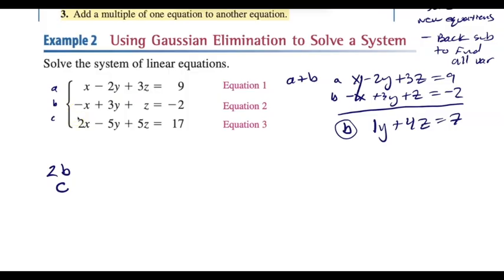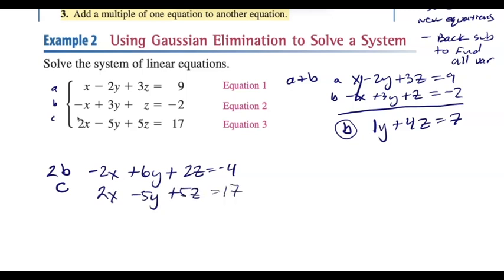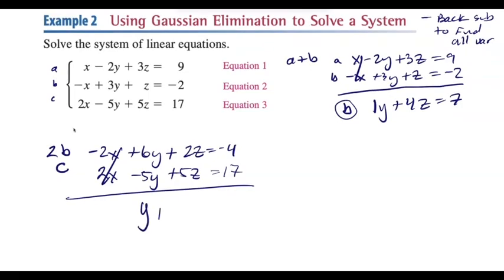What I'm going to do, 2 times b, negative 2x plus 6y plus 2z equals negative 4. And then c is just 2x minus 5y plus 5z equals 17. Then we're going to add these up. The x's cancel out again. I get a y plus 7z equals 13.